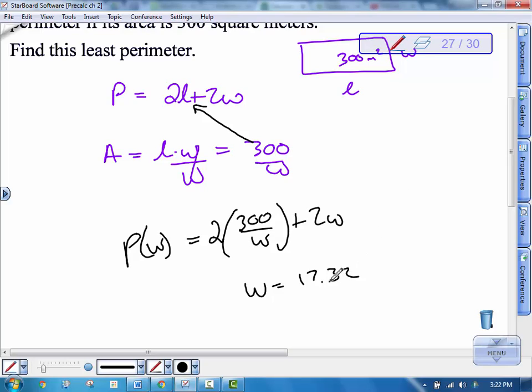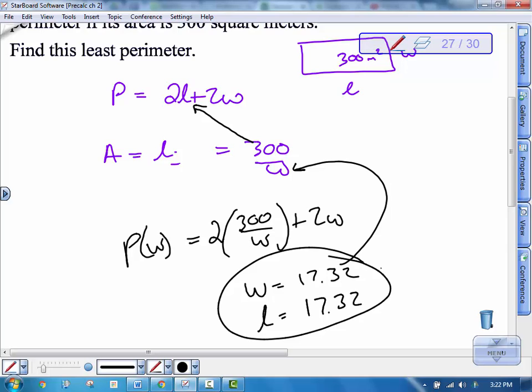But I need to find length. In order to find length, I have to plug it back into either one of these equations. So I'd actually just plug it into this one right there, because 300 divided by that width gives us the length. That's what we found here. So 300 divided by this gives us 17.3 about. So about the same, 17.32.